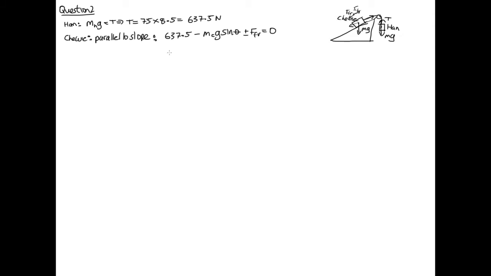We can substitute in Chewie's mass, 120, times 8.5 times sine of 60, and solving that we end up with 883.3 newtons. So this is the weight force pulling him down. Since he's stationary, that tells us that the frictional force must be acting up the slope.